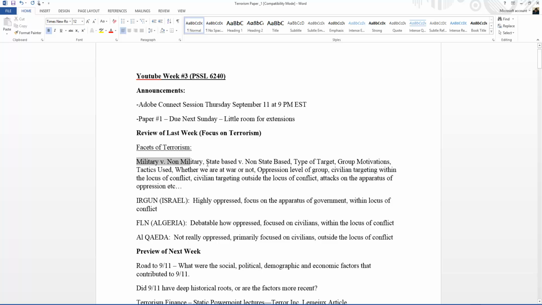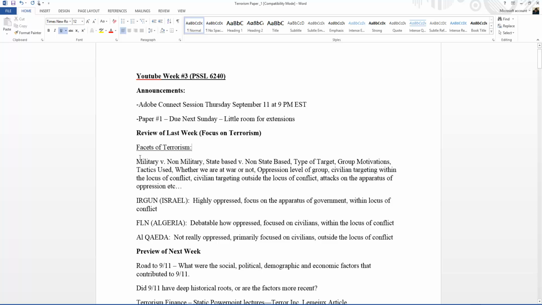Military versus non-military. Is it terrorism? I put up two examples: the USS Cole and an IED attack in Iraq. Most people said the USS Cole was terrorism, and the IED attack was not terrorism. And I would ask, why? What were the differences? That's why I put those two examples up.